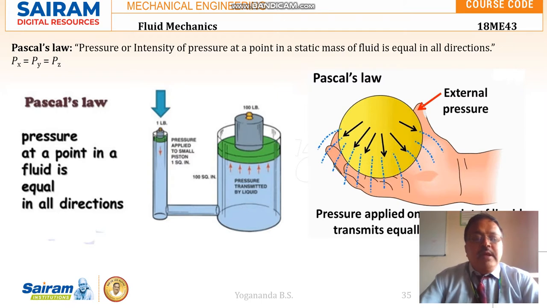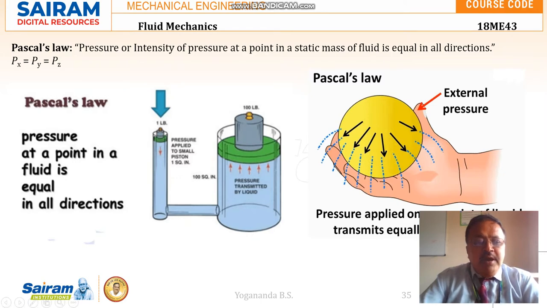What is Pascal's law? It states that the intensity of pressure at any point in a fluid which is in the state of rest, that is the static mass of the fluid, is the same in all the directions. So if you take all the three directions x, y and z, and P is the pressure intensity, then according to Pascal's law Px is equal to Py, that is equal to Pz.